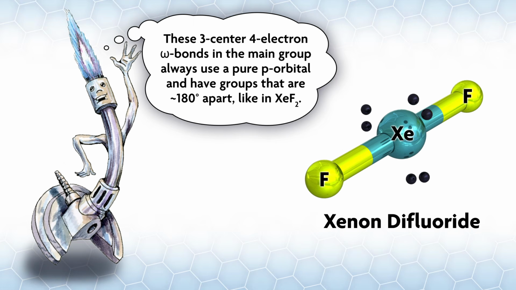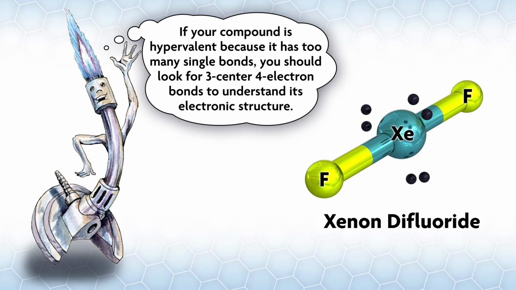These 3-center 4-electron omega bonds in the main group always use a pure p orbital and have groups that are 180 degrees apart, like in xenon difluoride. If your compound is hypervalent because it has too many single bonds, you should look for a 3-center 4-electron bond to understand its electronic structure.